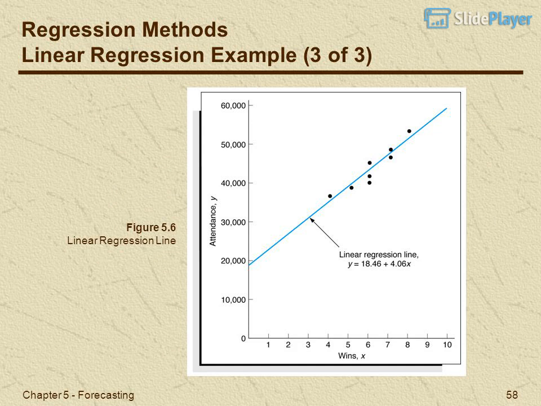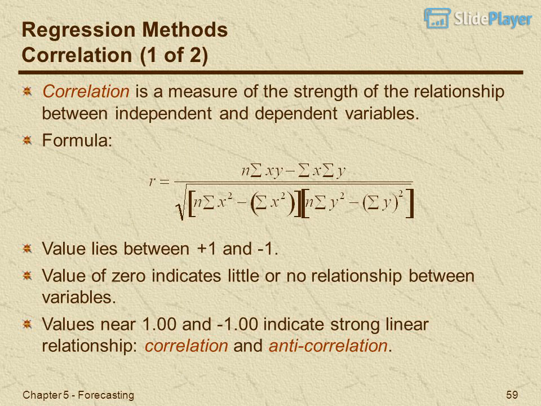Chapter 5, Forecasting. Regression methods. Correlation, 1 of 2. Correlation is a measure of the strength of the relationship between independent and dependent variables. Formula. The value lies between +1 and -1. A value of 0 indicates little or no relationship between variables. Values near 1.00 and -1.00 indicate a strong linear relationship, correlation and anti-correlation.